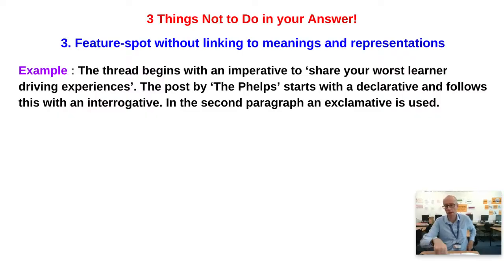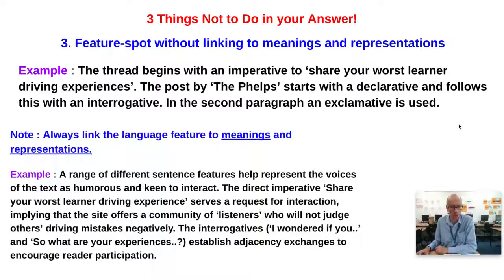For example, the thread begins with an imperative to share your worst learner driving experiences. The post by the Phelps starts with a declarative and follows this with an interrogative. In the second paragraph, an exclamative is used. Now that's getting some marks for AO1 because you're able to identify in a simplistic way what these sentence functions are. But it's not much use in itself and it's not very interesting because it's not linking to the meanings or the context. So instead, write something like this.